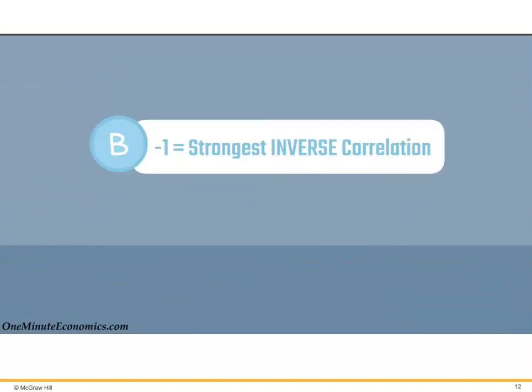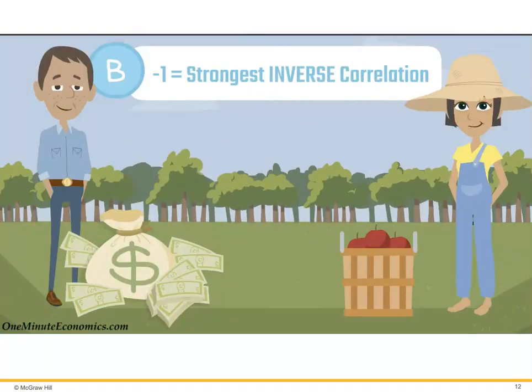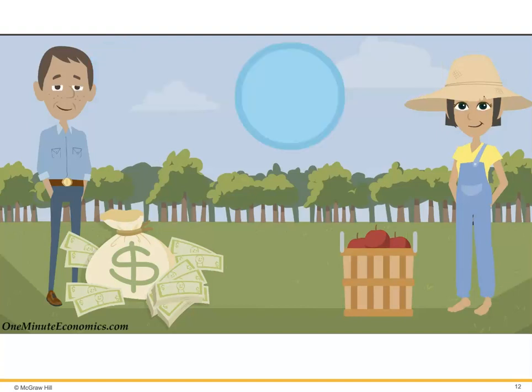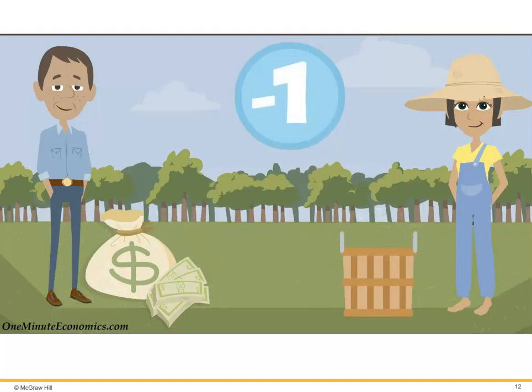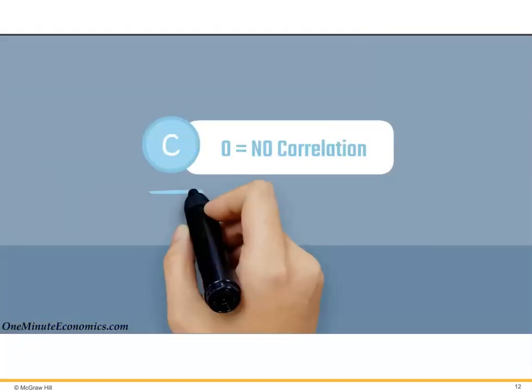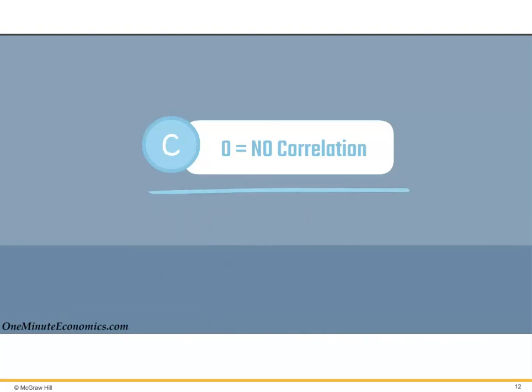B, -1 indicates the strongest possible inverse correlation, or, if you will, perfect inverse proportionality. To use the previous example, if I start the day with a large pile of money from which I pay you, the correlation coefficient between the number of apples you've picked and the amount of money in my pile will be -1. And C, 0 indicates that there's no correlation at all.